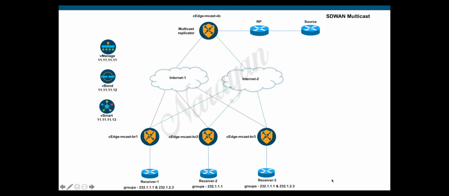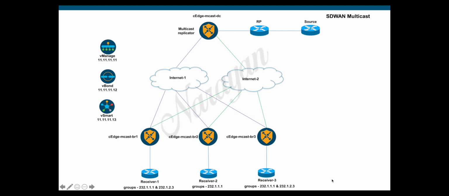In this video, we will look at multicast over Cisco SDWAN. Cisco SDWAN supports both any source multicast as well as source-specific multicast. Cisco SDWAN uses the concept of replicators to deliver multicast traffic efficiently across the fabric. Replicators are basically SDWAN edge devices, typically at a hub or DC with high bandwidth links.